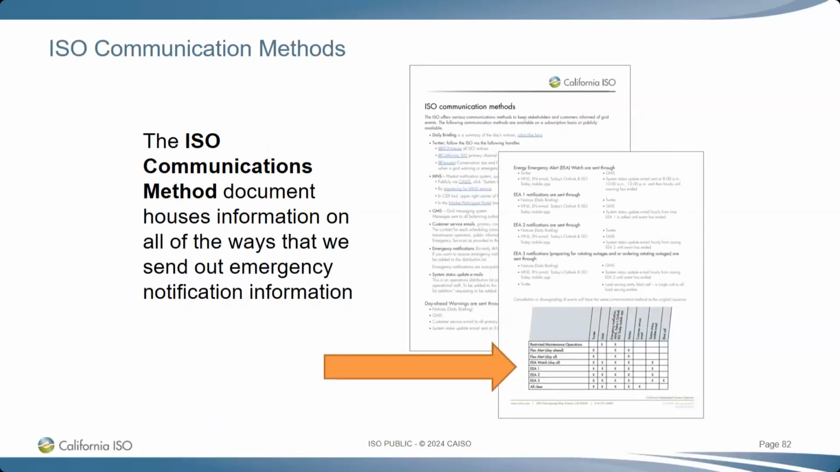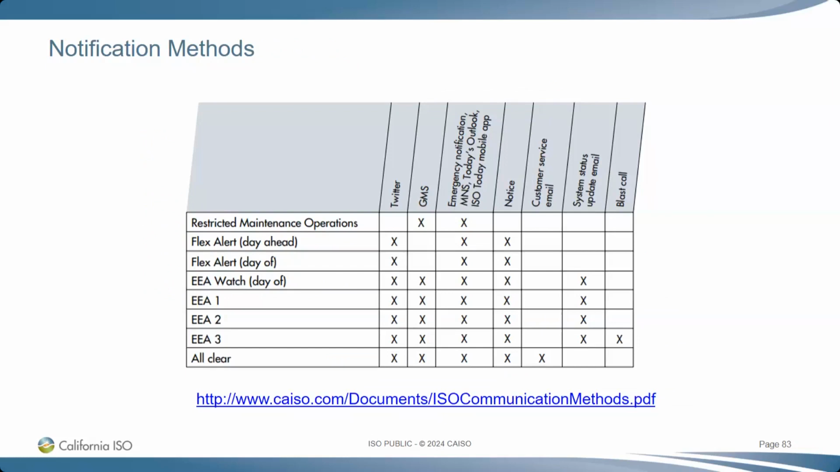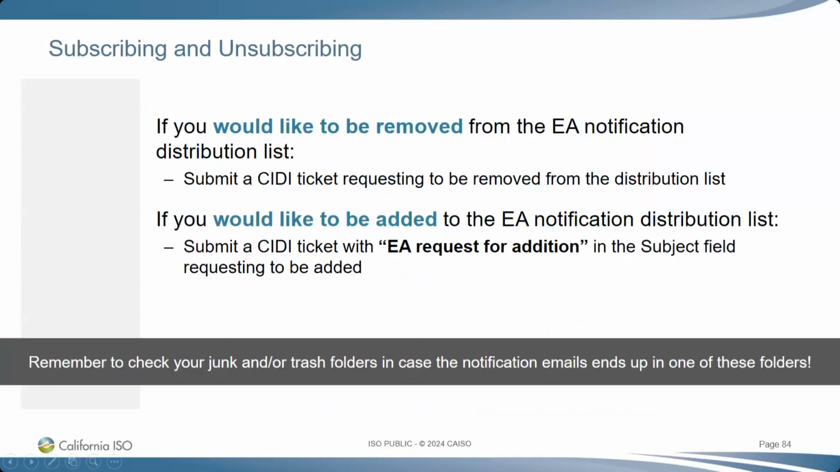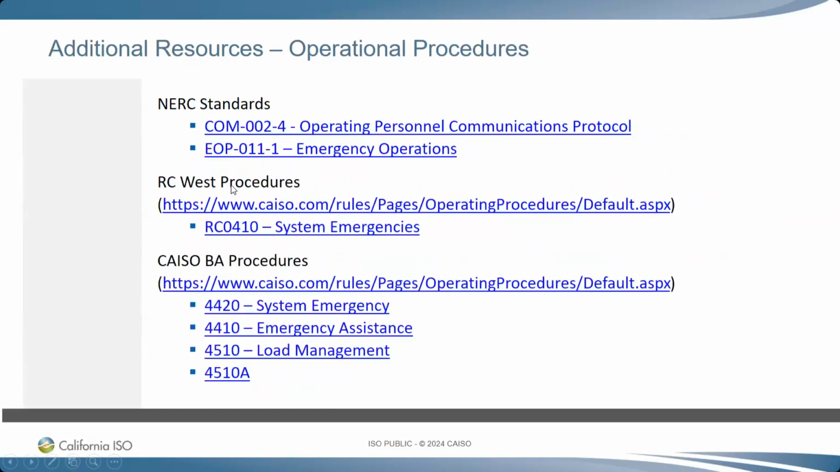You can subscribe to these through the document, the ISO communications. There is a link. Rod is going to be putting that in there, and you see the different kinds of messages that come out and where we would actually send those. If you want to be removed from an EEA notification distribution list, please submit a CIDI ticket. But if you want to be added, also submit a ticket, but put in the subject line EEA request for addition, and therefore they can go through and make sure that you're getting those notifications. You can also go to our website, sign up to get Flex Alerts, etc. But for the EEA3, that does require a ticket.